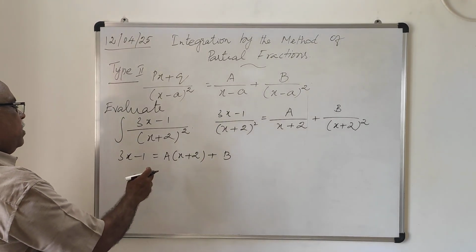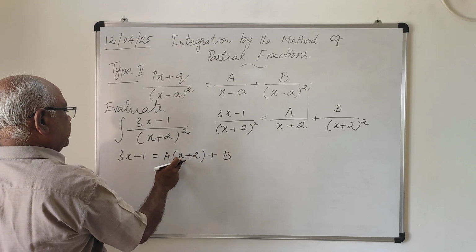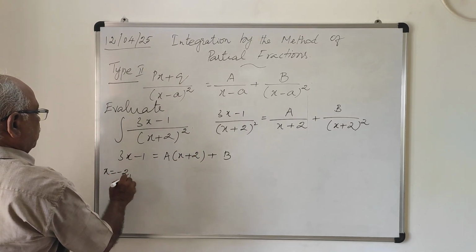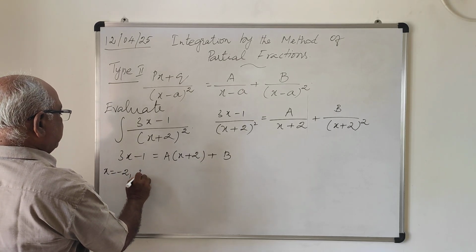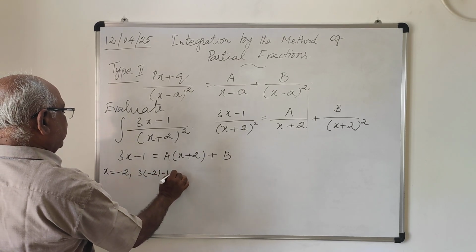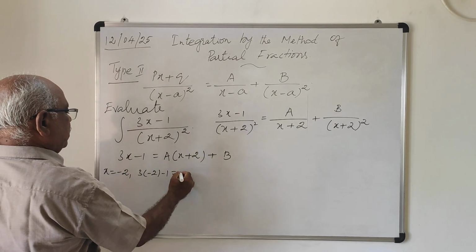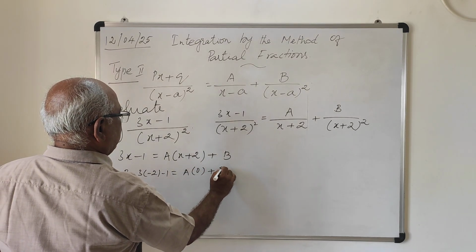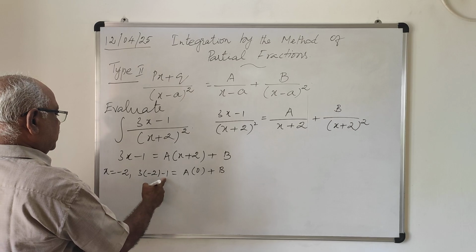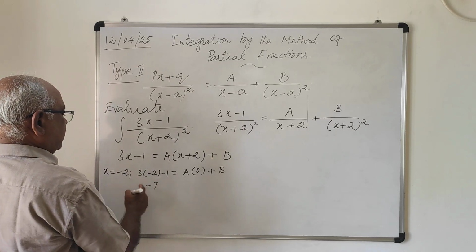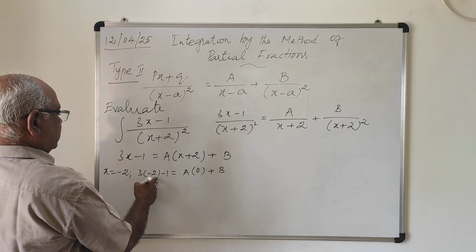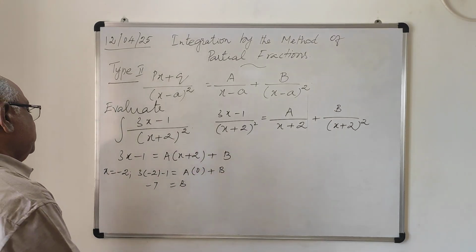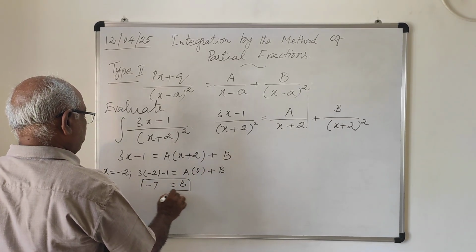So, to find the value of b, we have to substitute x equal to minus 2. By giving x equal to minus 2, we can find b. That is 3 into minus 2 minus 1 equals a into 0, since minus 2 plus 2 is 0, plus b. So minus 6 minus 1, that is minus 7, equals b. Like that, we can determine the value of b.